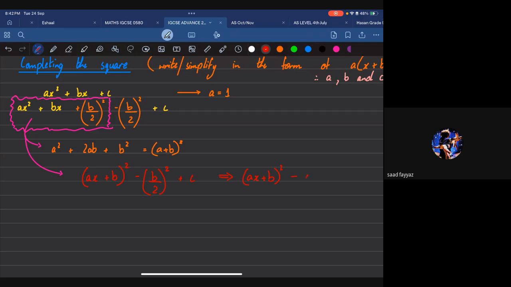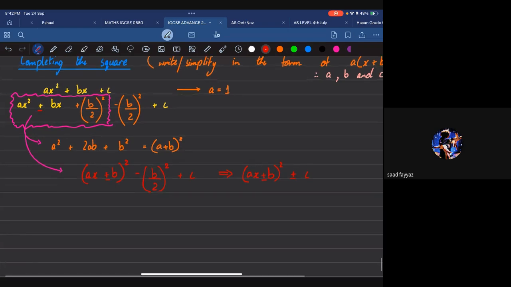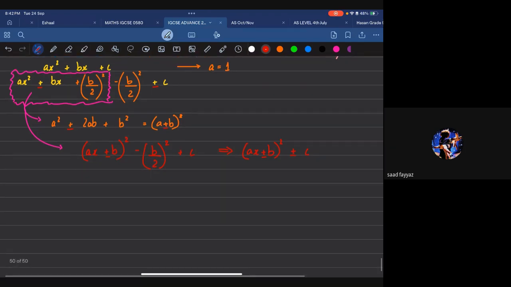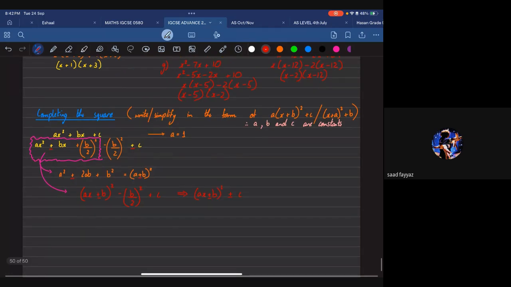Minus or plus minus c, whatever it is. Is this clear? Wait, I should put plus minuses over here as well, because it can be anything, right? Any questions from anyone at all? Let me know before we continue.